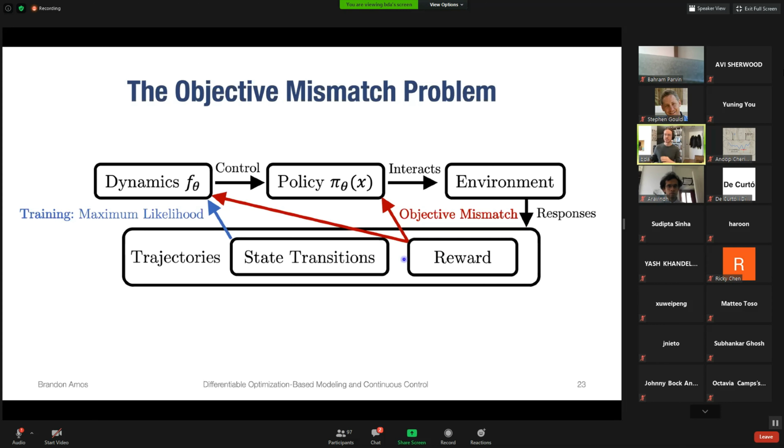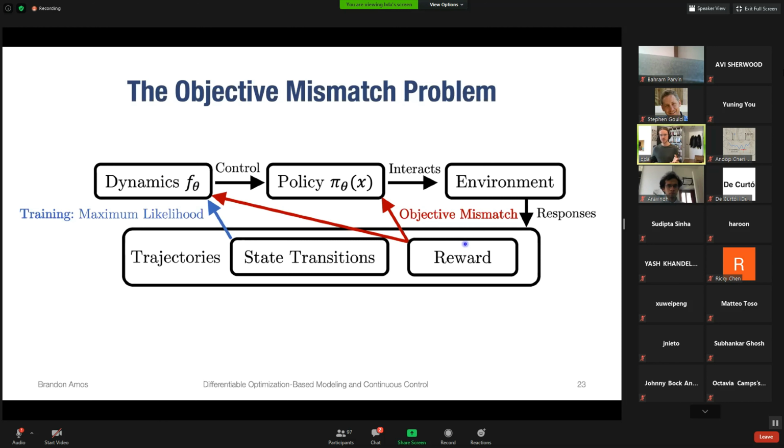And what people typically do, it's not always like this, but typically, if you don't know the dynamics of your system, for example, you would fit those with maximum likelihood to your observed state transitions, and you would then feed that back into your controller that induces some other policy. And what I'm calling the mismatch problem, which I think is really a hard challenge in the field, is that if you fit your dynamics for maximum likelihood, it doesn't have any signal of the reward that it's actually inducing.